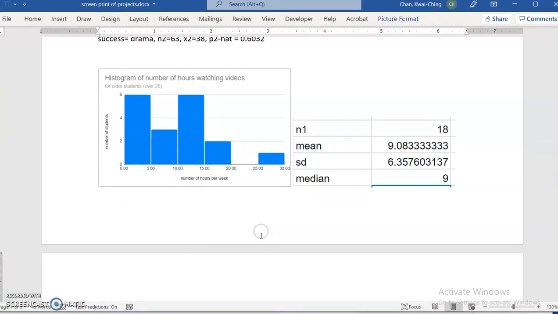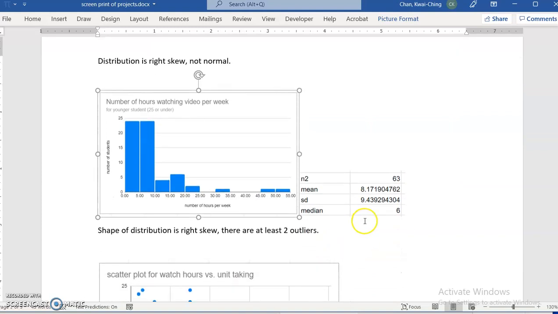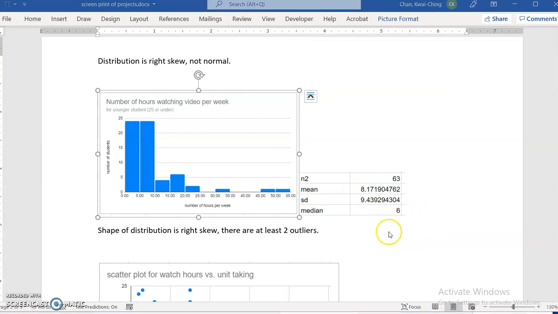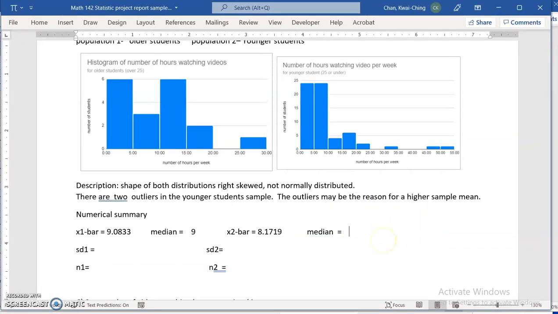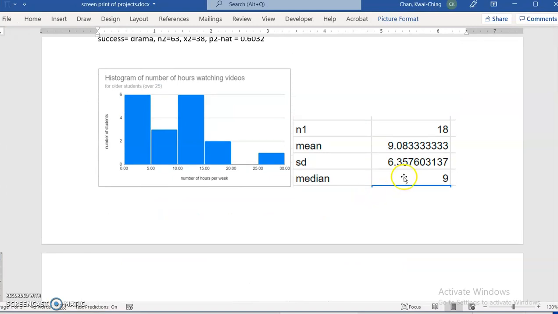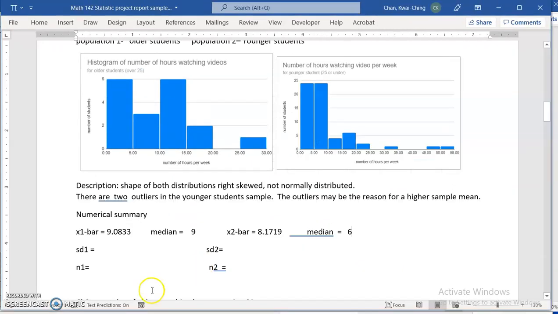X2 bar is the older one. Mean is 8.1719. Median is 6. You can see that median actually is much lower than X2 bar, so that means it's more right skewed. Okay, S1 from the older one is 6.3576.